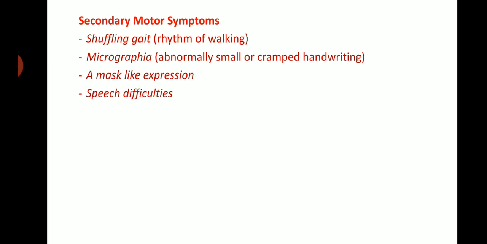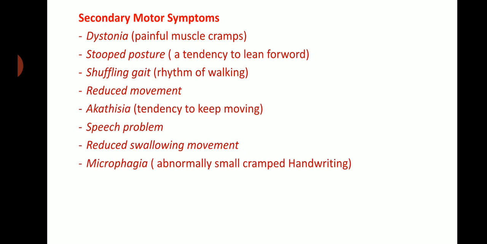Secondary motor symptoms: shuffling gait, micrographia, mask-like expression, and speech difficulty. Secondary symptoms: dystonia, stooped posture, shuffling gait, reduced movement, akathisia, speech problems, reduced swallowing movement, micrographia. All these symptoms and clinical features we see in Parkinson's patients.